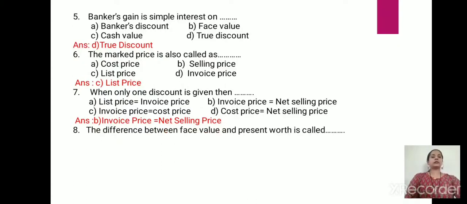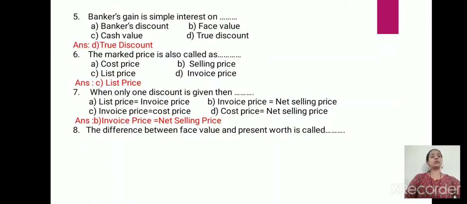Then 8. The difference between the face value and the present worth is called as. Now see, face value. Previously we saw the objective MCQ. What was that? Sum due is the same as face value. You know the formula: sum due is equal to true discount plus present worth. So if you take the difference of sum due and present worth, you will get true discount.